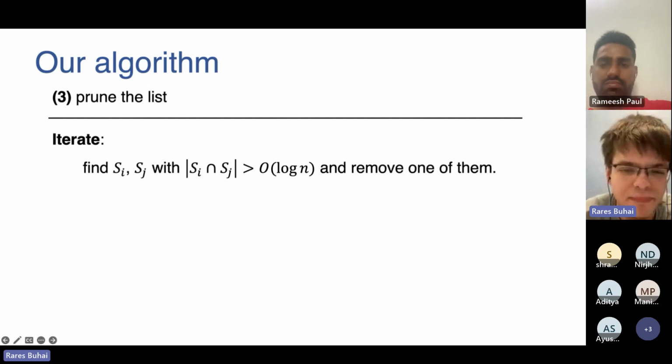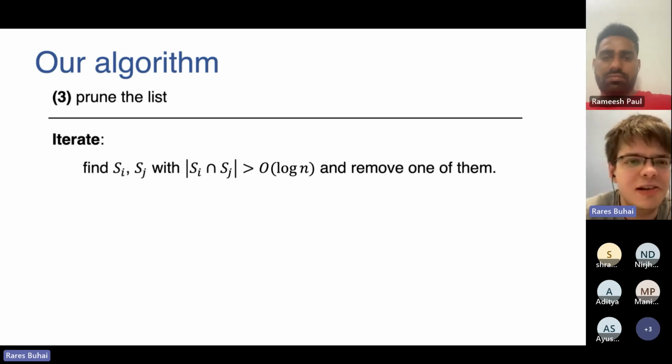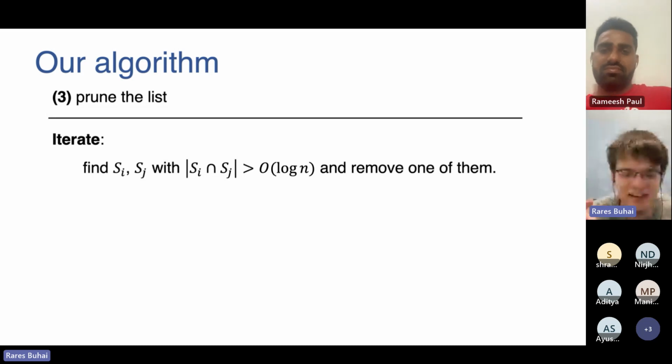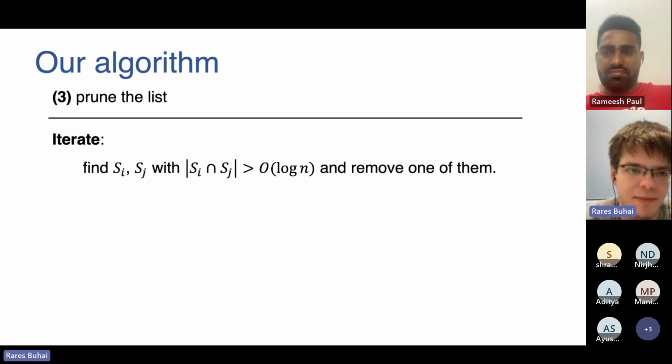So why is this good? Well, it's clear that we'll never remove S star, because we know from the inefficient proof that S star does not in reality intersect any other k-clique in more than log n vertices. So we'll never remove S star. And by the second claim that we had in the inefficient algorithm, we know that if all the things in the output have intersection at most log n, then the entire output has size at most n over k. So this part is the easiest and ensures what we want.